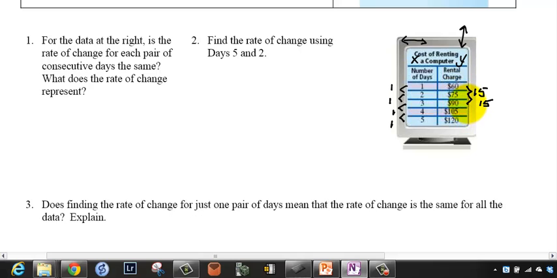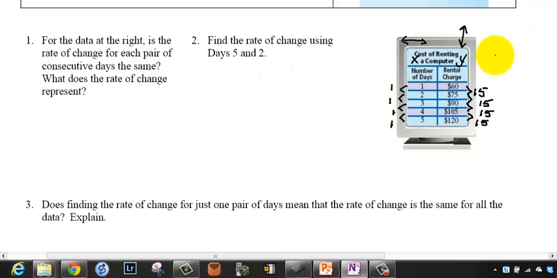Again, from day 3 to 4, we're looking at 90 to 105. Again, a change of 15. And then finally, if we look from day 4 to 5, we're seeing a change of also 15. So it is consistent. I think that's what it's asking us here. For that at the right, is each pair of the consecutive days the same? Is it consistent? Yes, it's the same throughout.